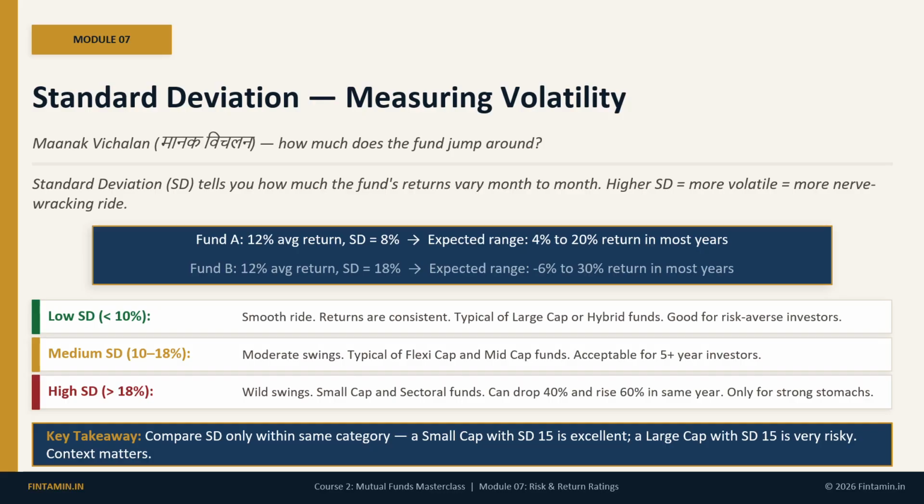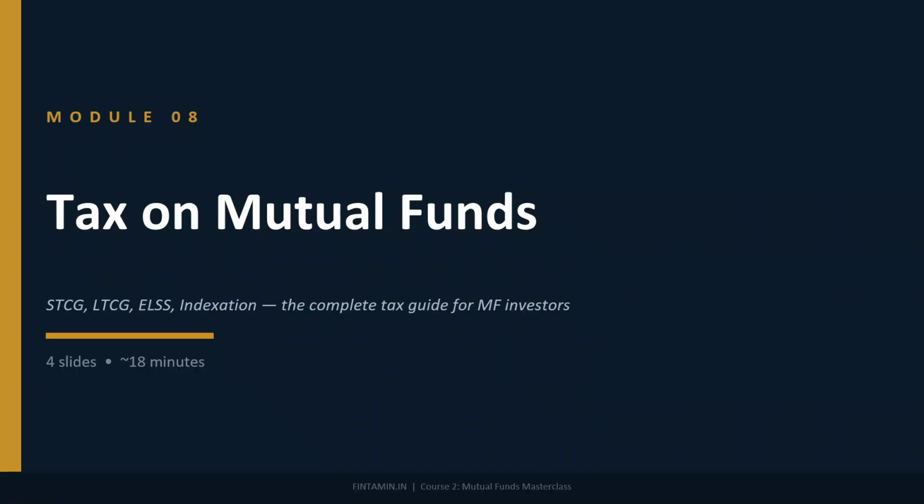Module number 8. This module could save you significant money this financial year. Module number 8 is tax on mutual funds. This module is extremely practical. The decisions you make here, growth versus IDCW, when to redeem, how to harvest gains, can have a direct impact on thousands to lakhs of rupees on your post-tax wealth.